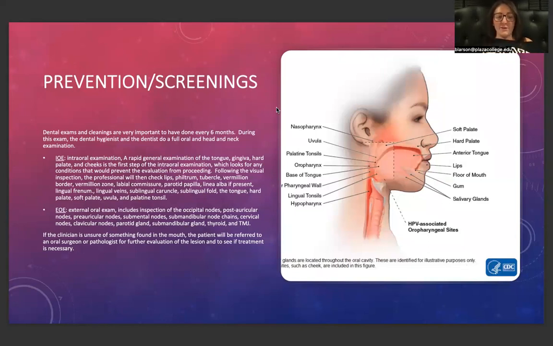And then EOE, you're checking all the lymph nodes. So post-auricular lymph nodes, pre-auricular lymph nodes, submental lymph nodes, the cervical chain, the parotid gland, submandibular glands. This is very important because these are high areas as to where oral cancer can derive from. If the clinician is unsure of something found in the mouth, we are to report to the doctor, and they most likely refer the patient to an oral surgeon or a pathologist for further evaluation to make sure that the cancer is caught at an early age, and we can treat the patient.